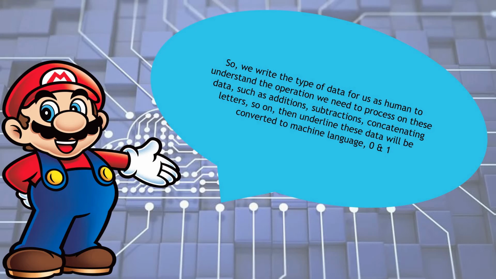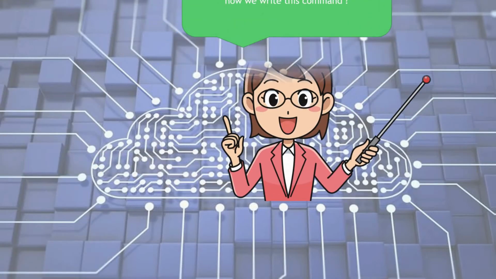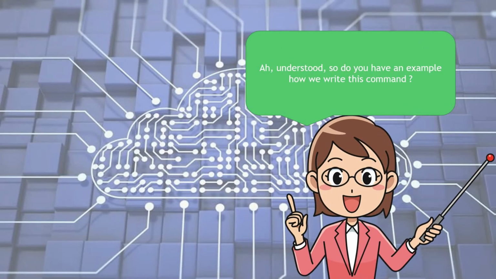So when we write in our programming language, we will get an error if we misuse an operation with a kind of data which doesn't accept this kind of operation. So you can see the data type as a kind of protection that protects you from making mistakes while you are writing your program. Underneath, this data will be converted to machine language, which is 0 and 1. I hope you understood.